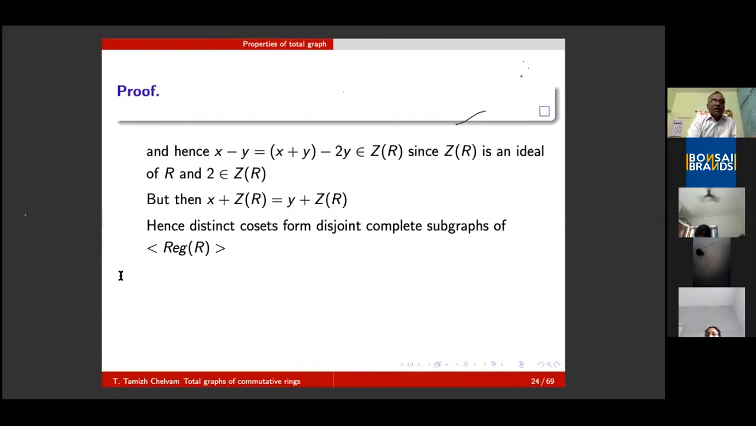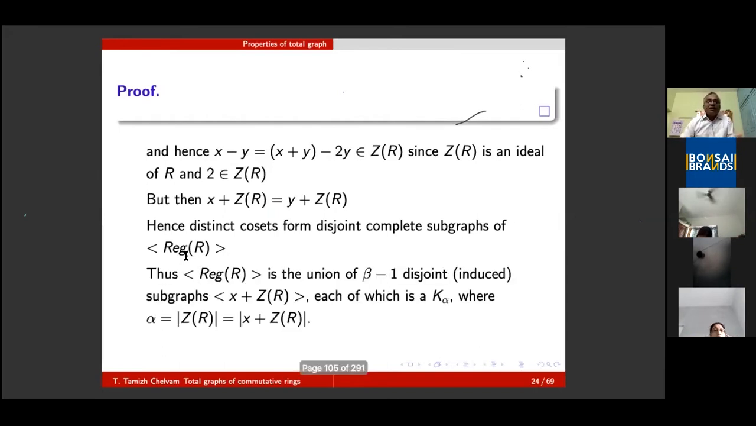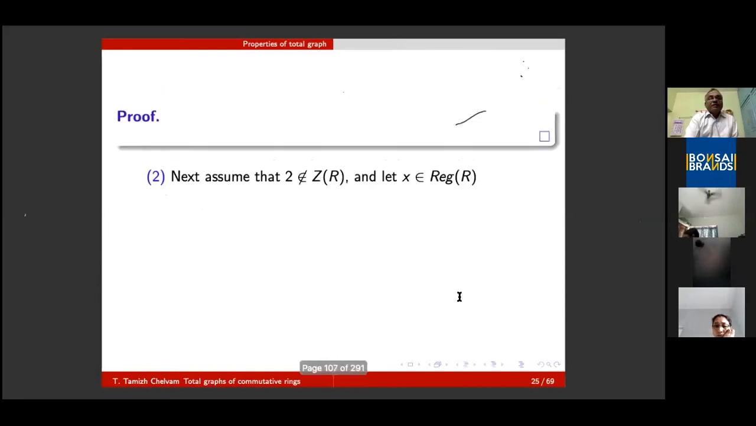The subgraph induced by regular elements is the disjoint union of beta minus 1 complete subgraphs. Thereby, taking the K alpha induced by Z of R, this total graph is the union of beta K alpha. This is the case when 2 is an element of Z of R, where Z of R is an ideal. Now consider when 2 is not an element of Z of R, however, Z of R is an ideal.